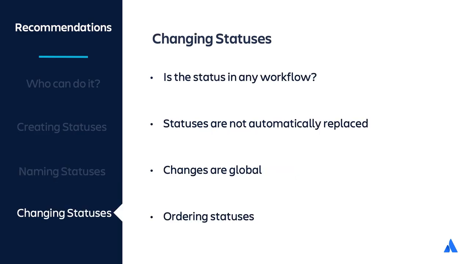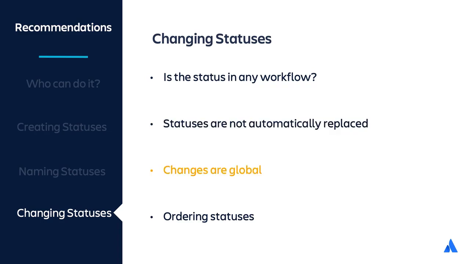Next, we'll look at areas to consider when changing statuses. Statuses cannot easily be deleted from Jira. You must check to see if they have been used or are in use in a workflow. If you delete a status or change it, it will not automatically be updated. If a status has been used, it needs to be removed from all workflows, including inactive ones, and replaced manually.